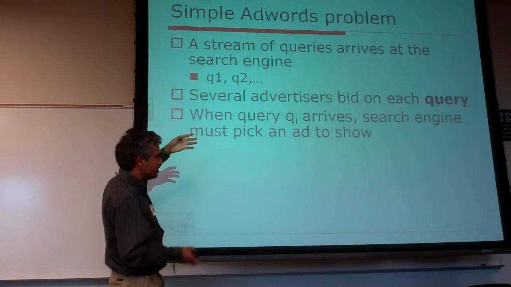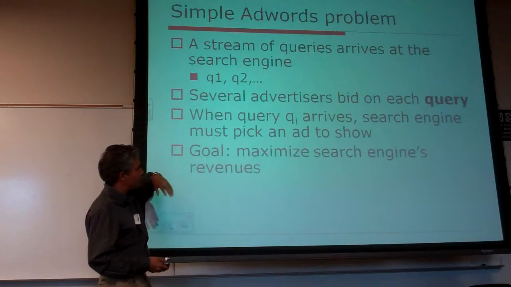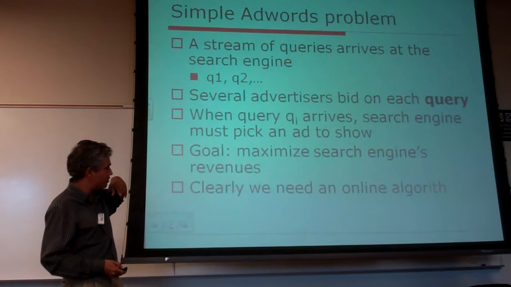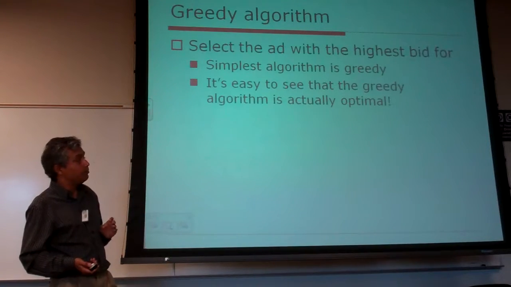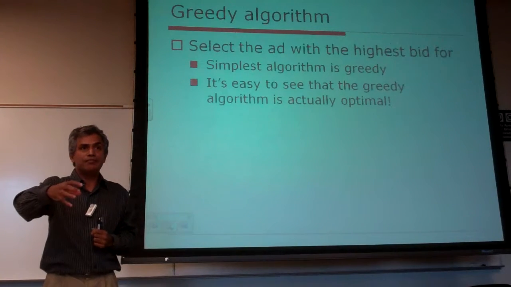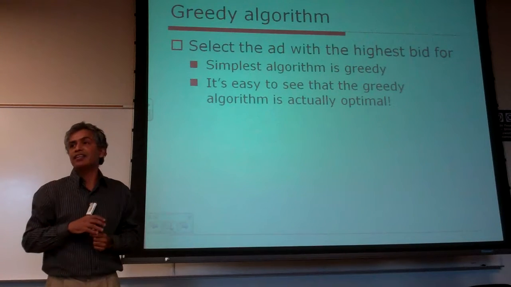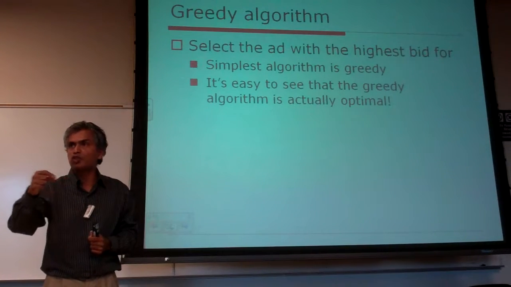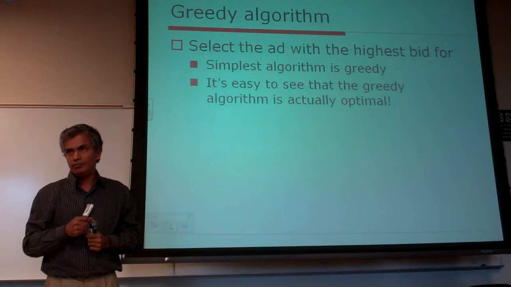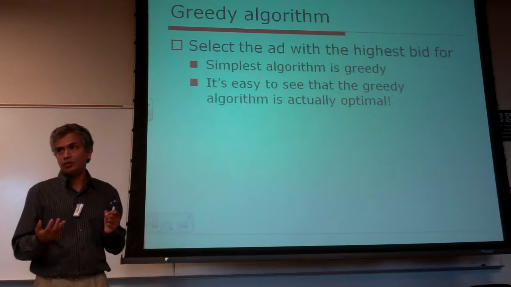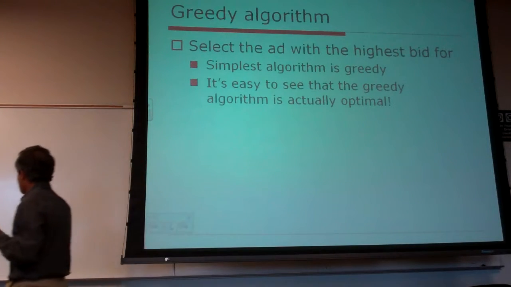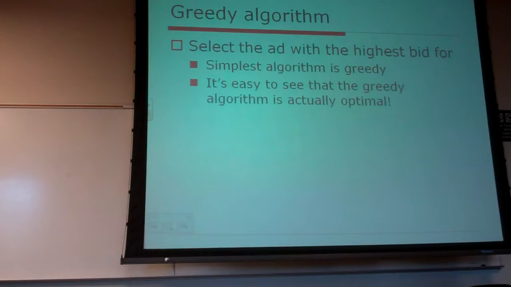So in essence, for the online version, which is to maximize search engine revenue, you need an online algorithm, and a greedy algorithm, which just picks greedily the advertiser who is paying the most for this query, is in fact also optimal. When you're talking about online algorithms, there is this whole technical point called competitive ratio.